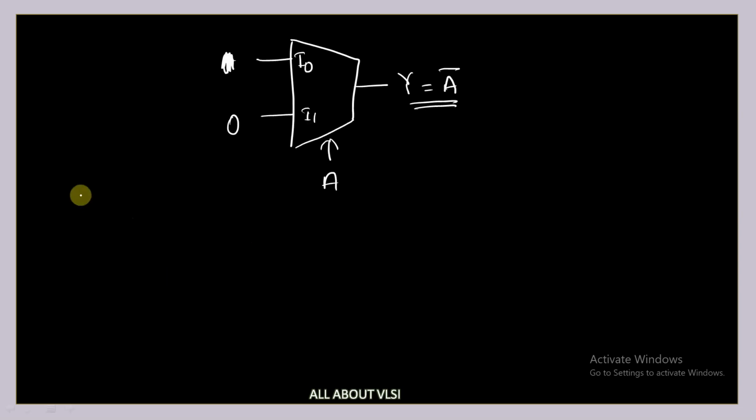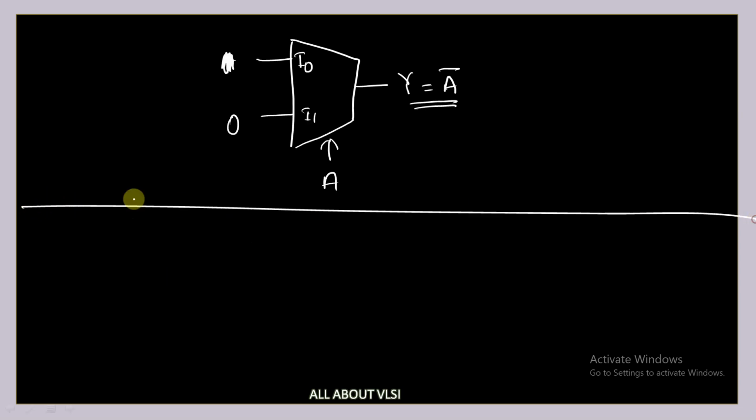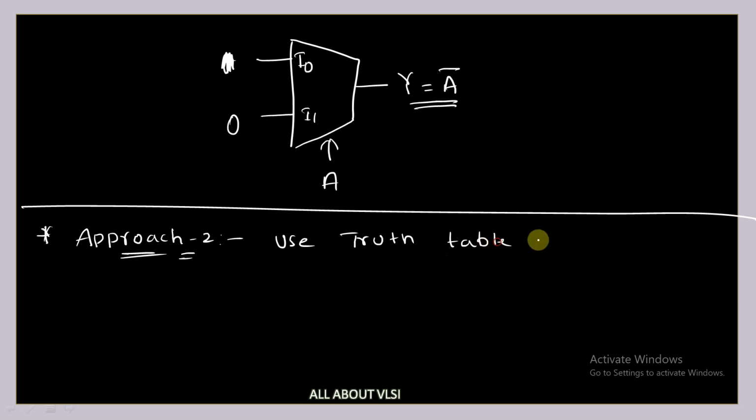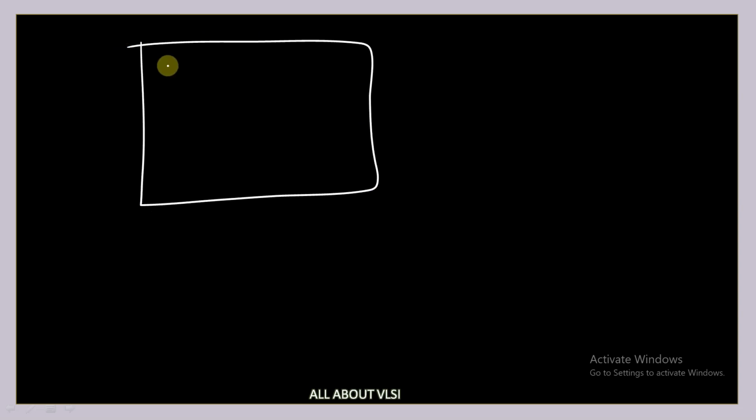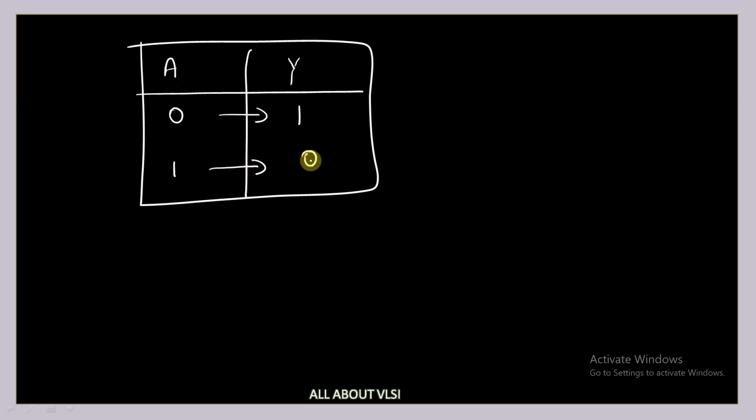Now in approach 2, we can take the help of the truth table of the logic gate. Let us try to understand this approach. We take the truth table of the NOT gate. This is our input A and output. We have only two possible combinations, 0 and 1. For input 0 we get 1, and for input 1 we get 0.